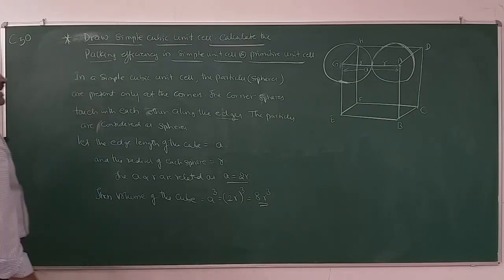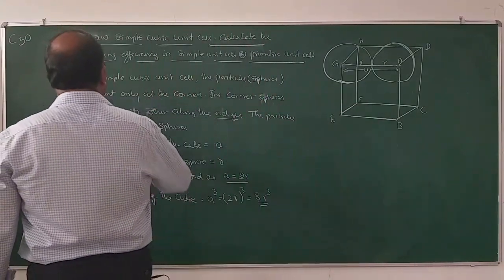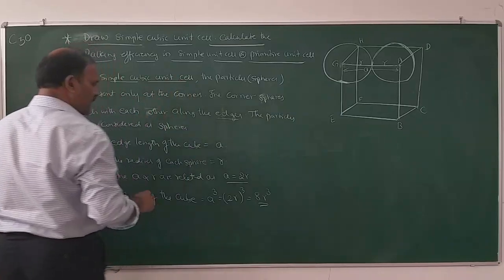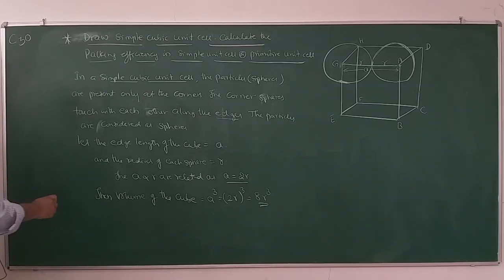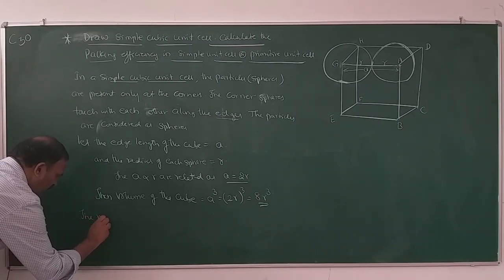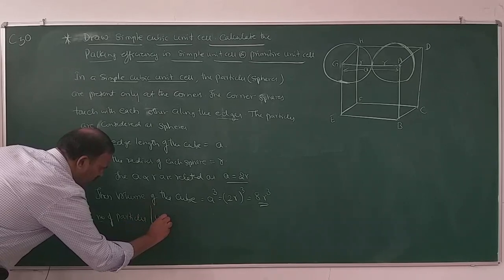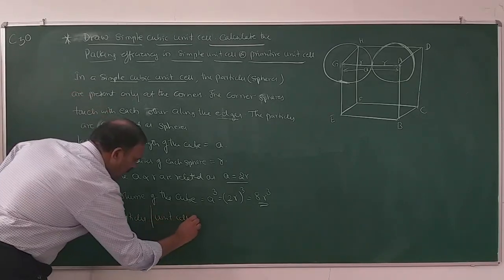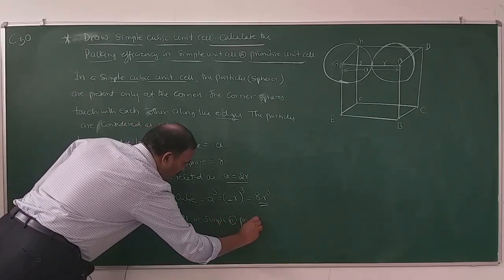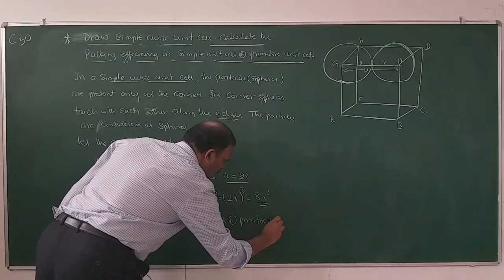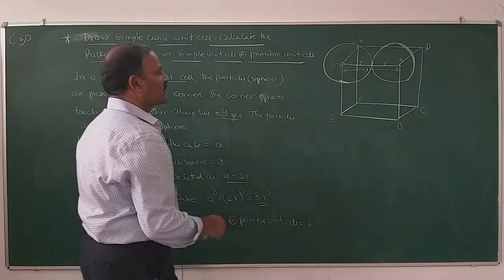Next, this is a simple cubic unit cell. The number of particles per unit cell in simple cube is equal to how much? 1. The number of particles per unit cell in simple or primitive unit cell is equal to 1.